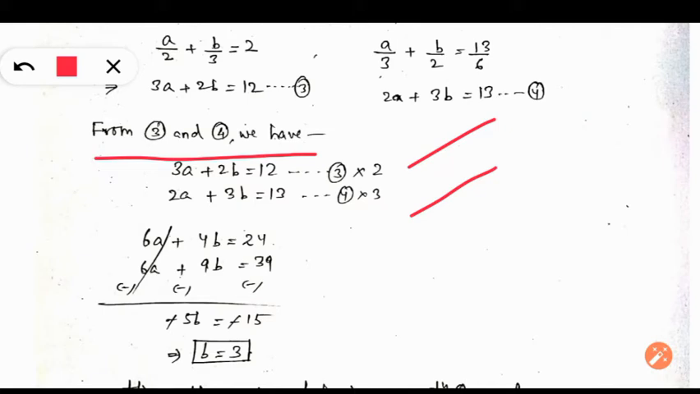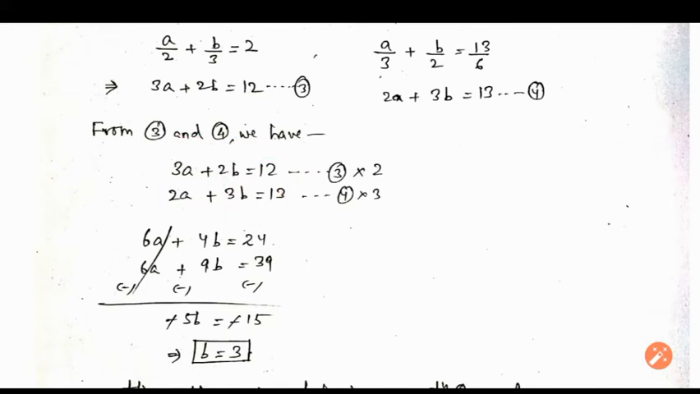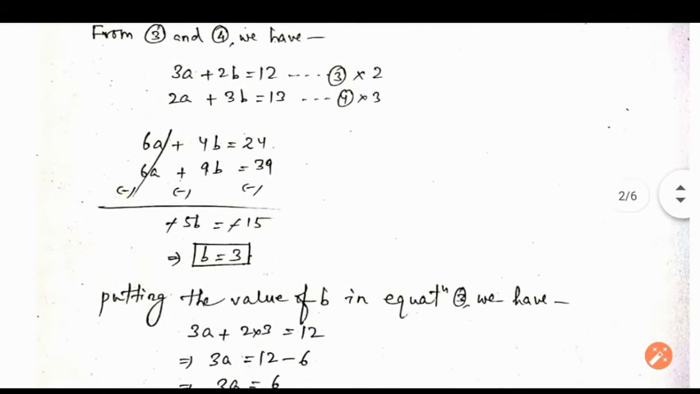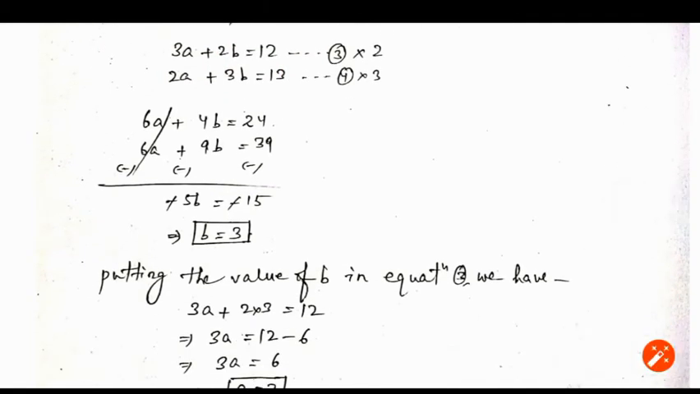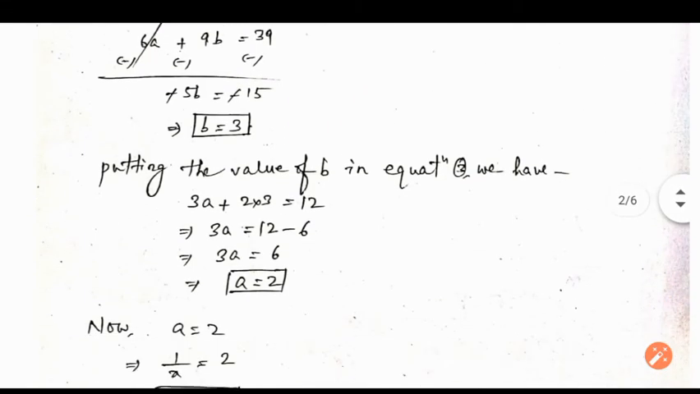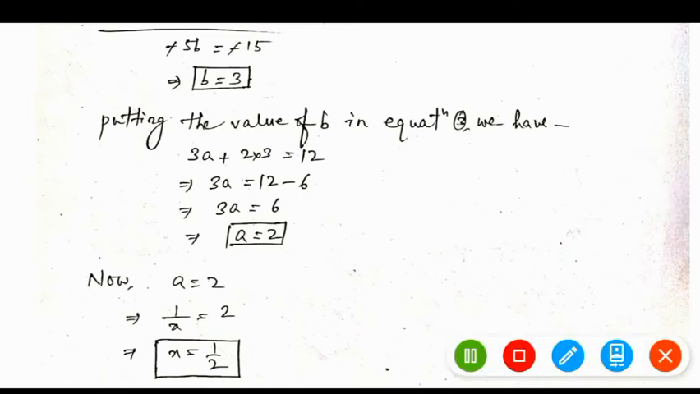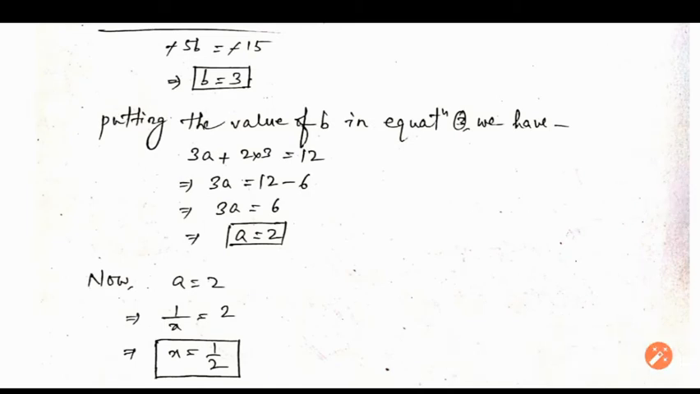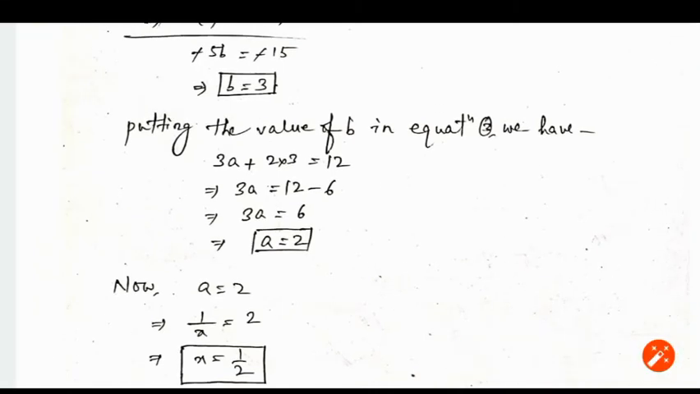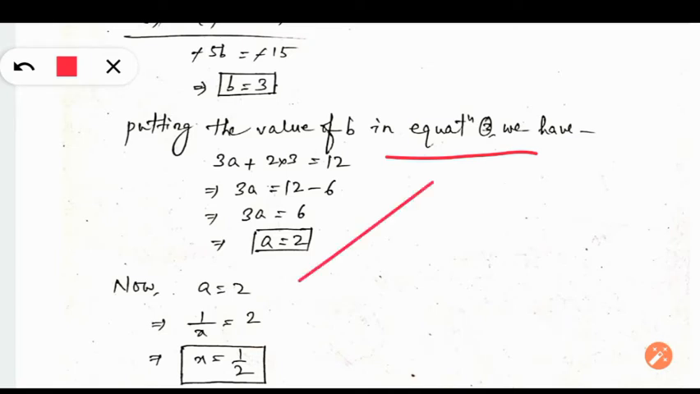Why? Because if I multiply equation 3 with 2 and equation 4 with 3, the coefficient of a will become the same. So see, 6a, and after elimination I got b is equal to 3. After that, we are required to put the value of b in either equation 3 or 4. I have put the value of b in equation 3. After putting the value of b, I got a as 2.